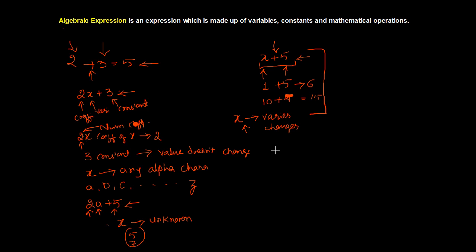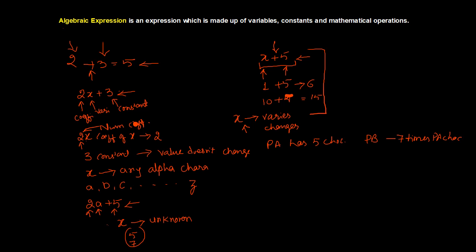Let's just take simple examples from our daily life. For example, person A has 5 chocolates. Person B has 7 times person A's chocolates.